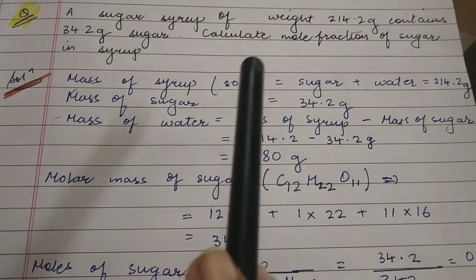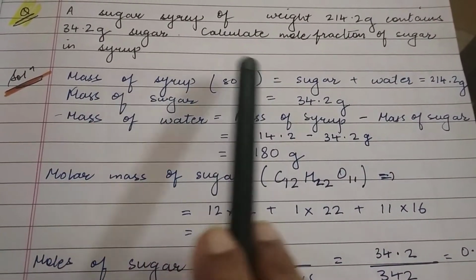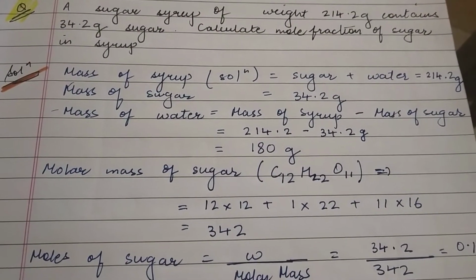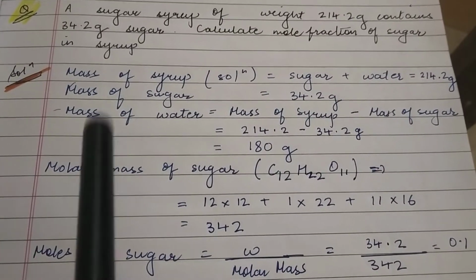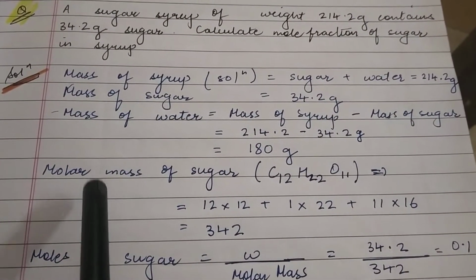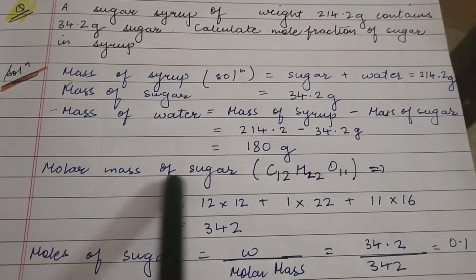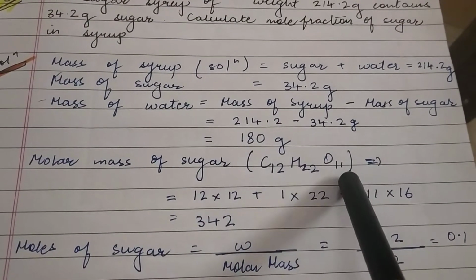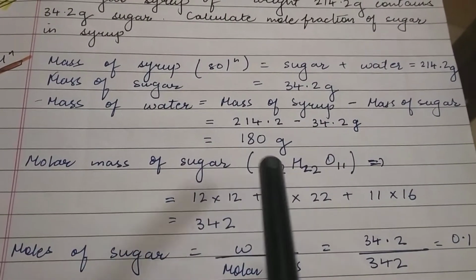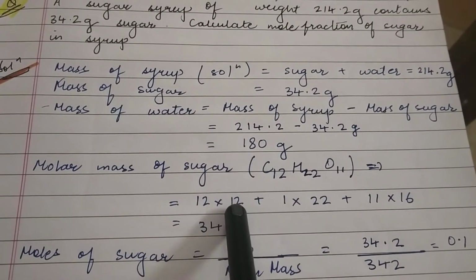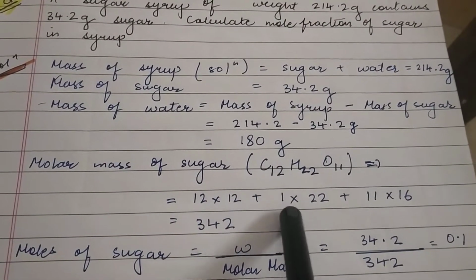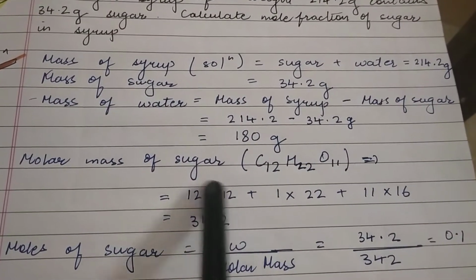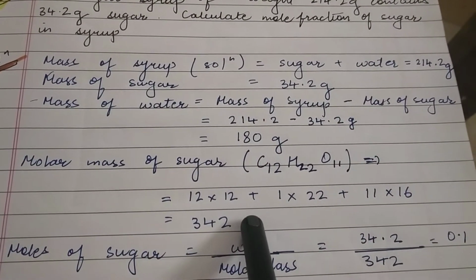Now we need to find the mole fraction of the sugar in the syrup. For this we have to calculate the number of moles of the sugar and also the total number of moles in the solution. To calculate the number of moles of the sugar, we need the molar mass of the sugar. Taking the formula of sugar as C12H22O11, we calculate the molecular mass: 12 atoms of carbon, so 12 into 12, plus 22 atoms of hydrogen, so 1 into 22, plus 11 atoms of oxygen, so 11 into 16, and we get the molar mass of sugar as 342.